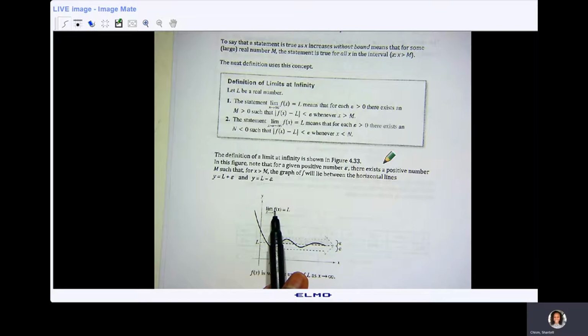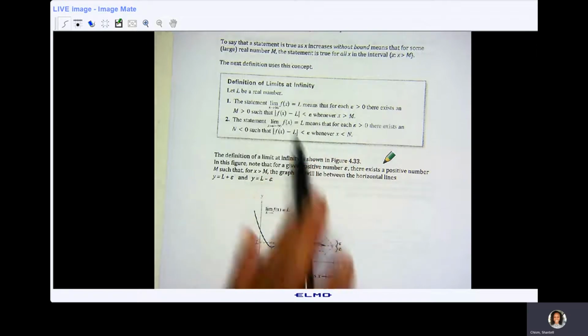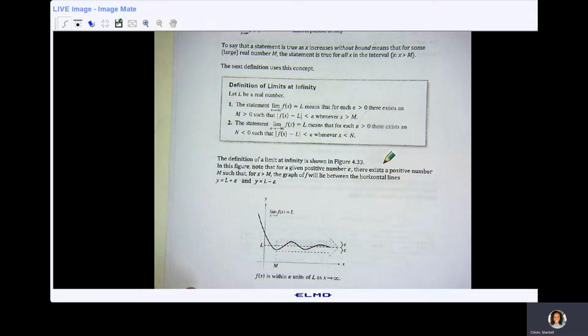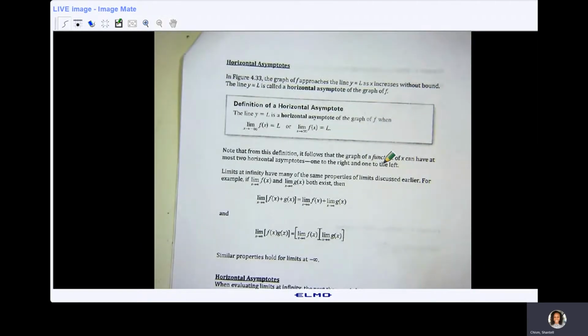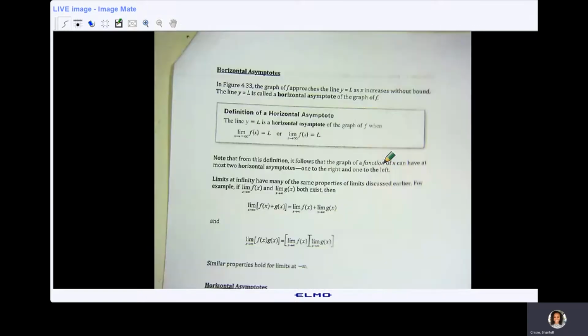There will be some limit value that will exist, provided that the rules or the definition works out. So let's take a look at a few properties of limits and then we'll look at examples.